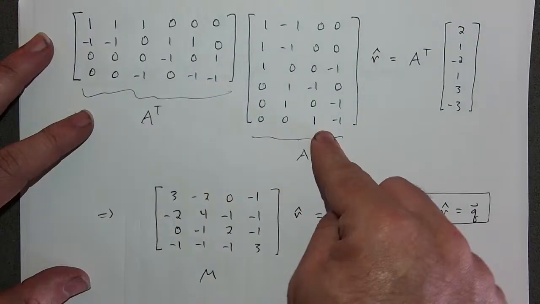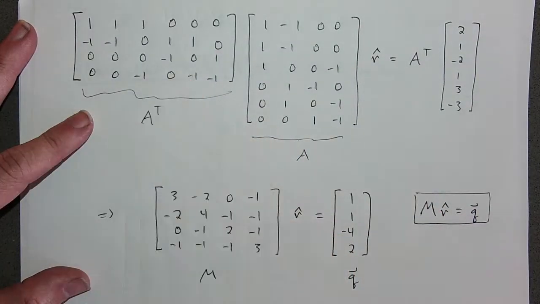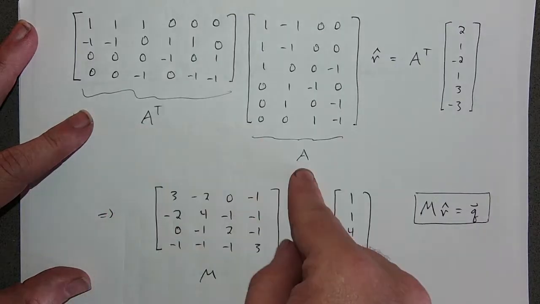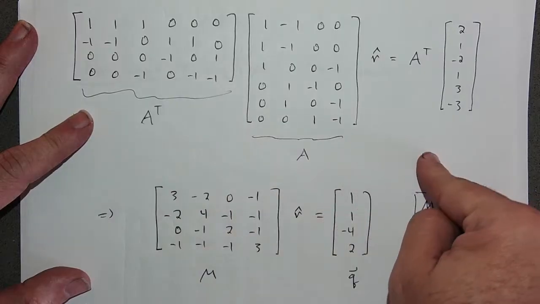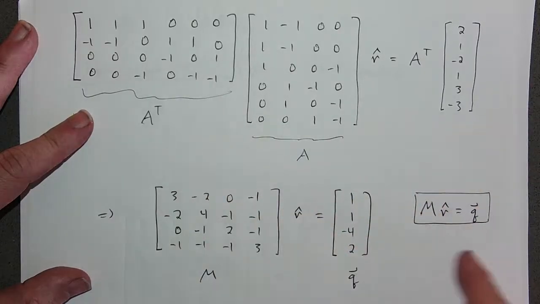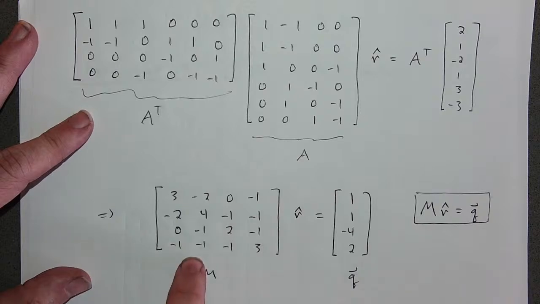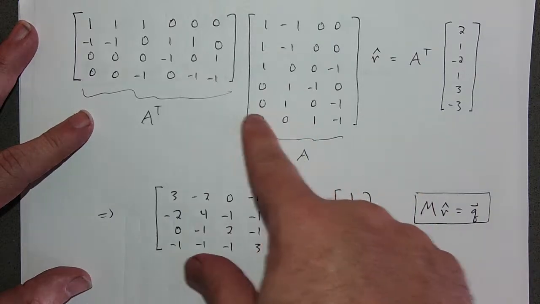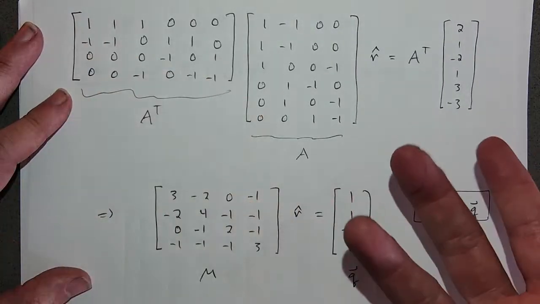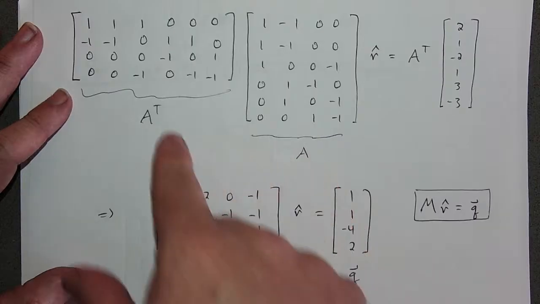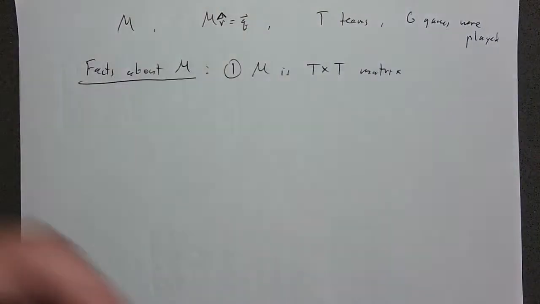Because A has 4 columns, A transpose has 4 rows, because that's how transpose works. And when you multiply A transpose A, you have a 4 by 6 matrix multiplying a 6 by 4 matrix, which gives you a 4 by 4 matrix. Now, in this case it's 4 by 4, but the point is that A is going to have the number of columns equal to the number of teams, which means that A transpose is going to have the number of rows equal to the number of teams. So A transpose A is going to be T by T, which is just M. So M is T by T, and it doesn't matter that we are in this special case. You can see exactly where that comes from here.